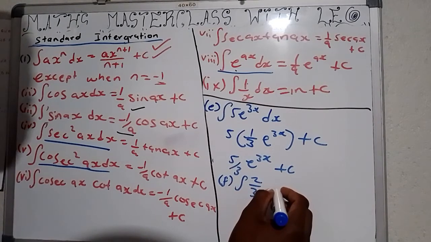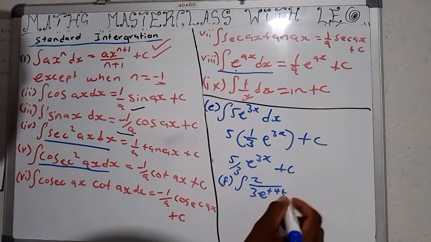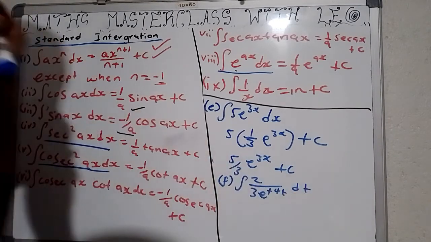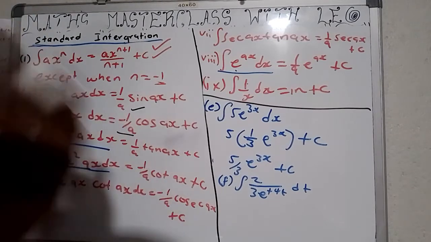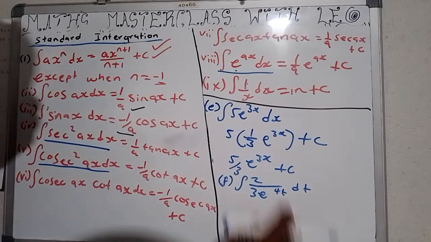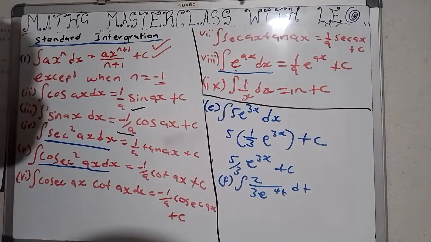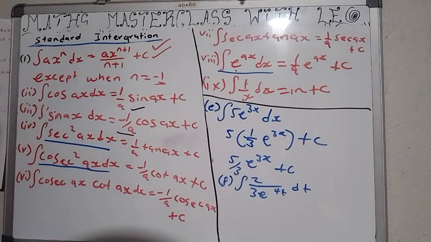minus 4t. It's plus, not minus. 4t dt. They need me to integrate this, but I know each and every time when I have something like this, I need to make sure the denominator does not have any variable. So in this case, my variable is e, right?